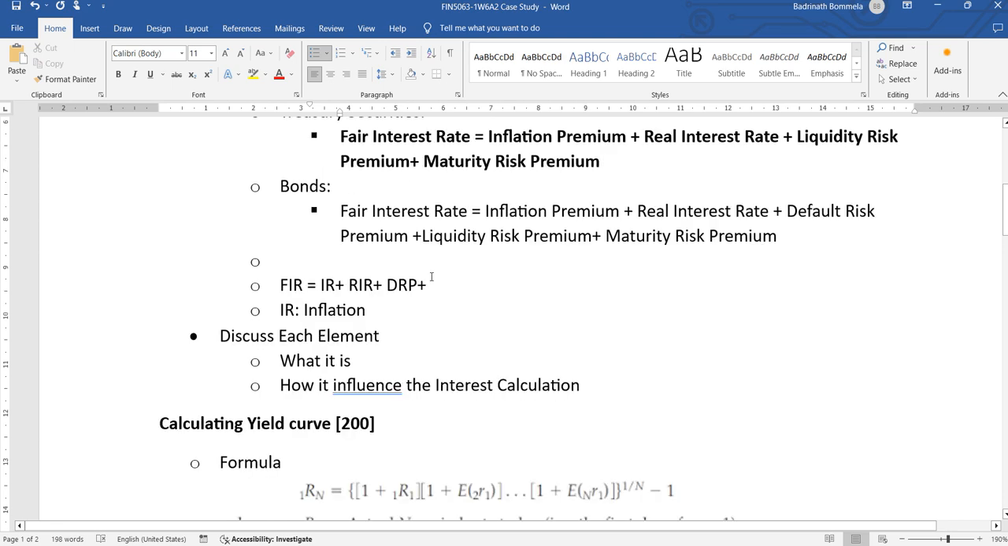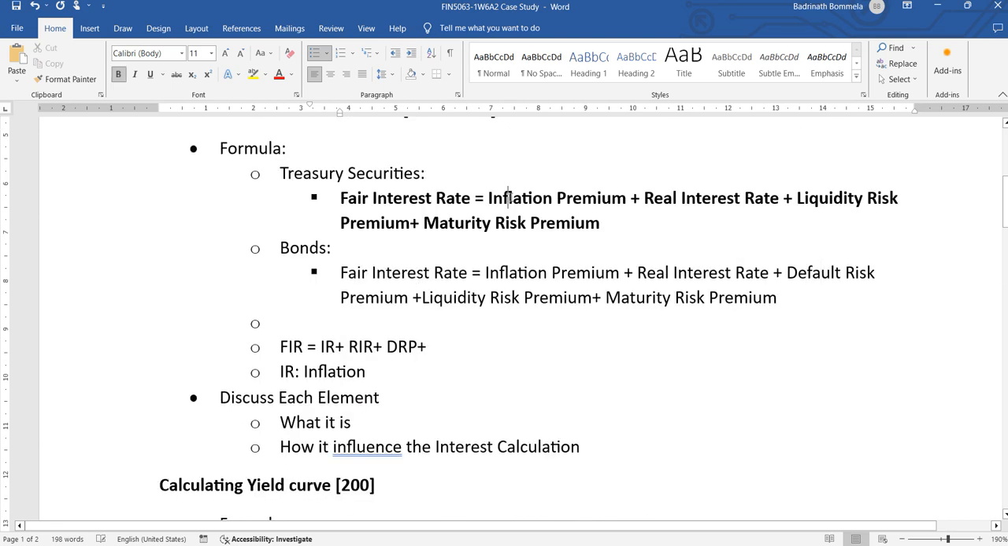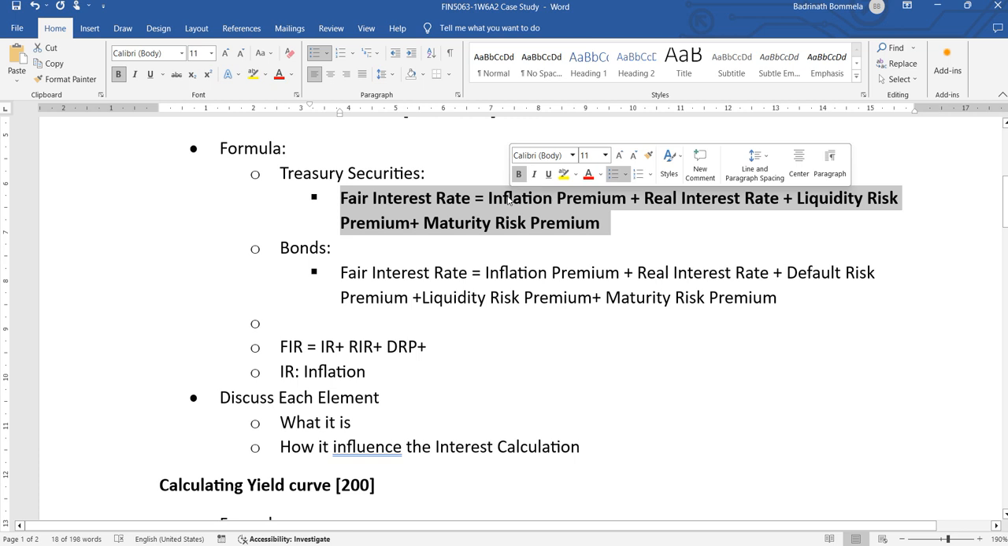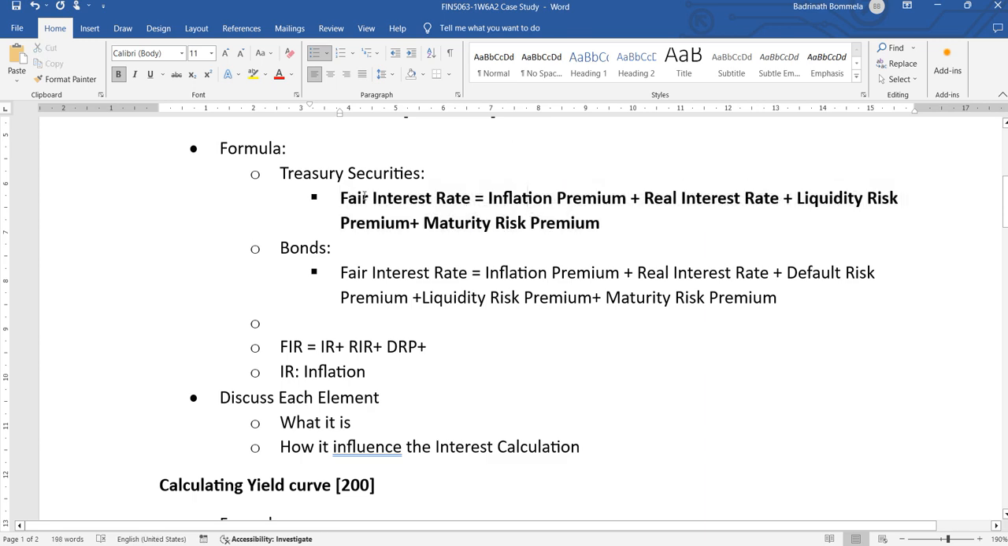In addition to that, we describe what the inflation premium is, how it influences the investment decision, and how it influences the interest rate that is calculated. It is directly related to the fair interest rate. We are supposed to mention what the inflation premium is and how it impacts the interest rate and investment decision. There are five important elements. Create a paragraph on how each element influences it.